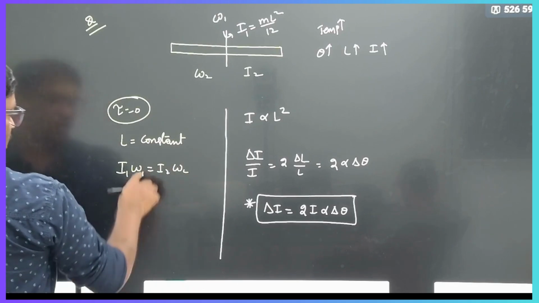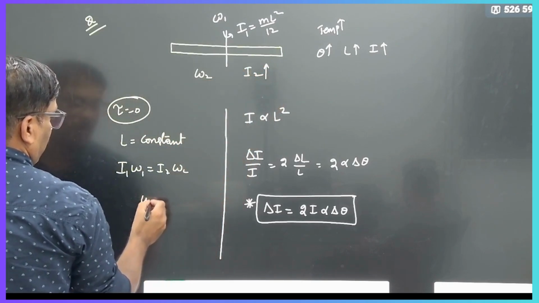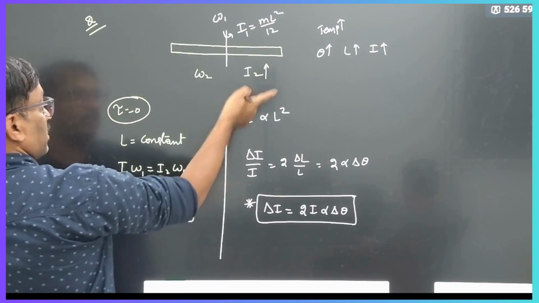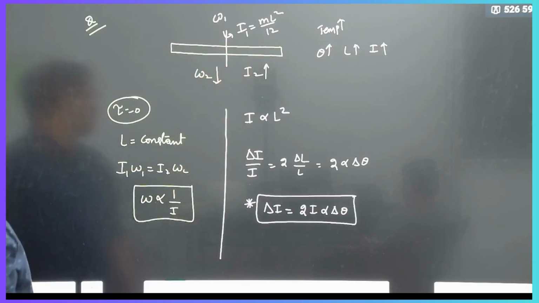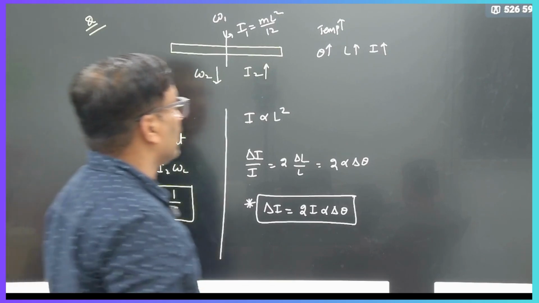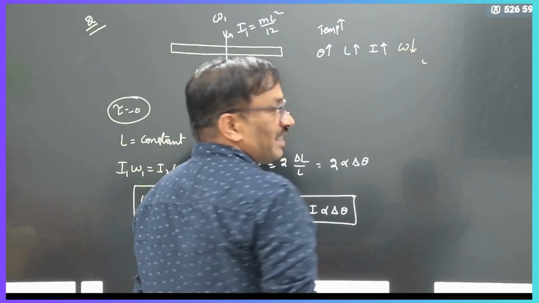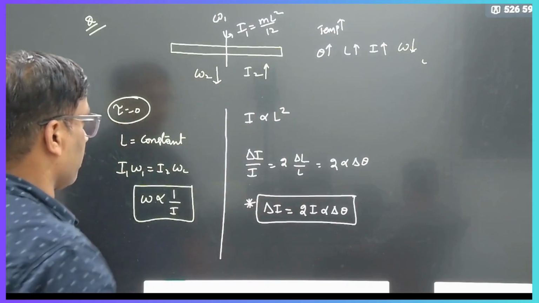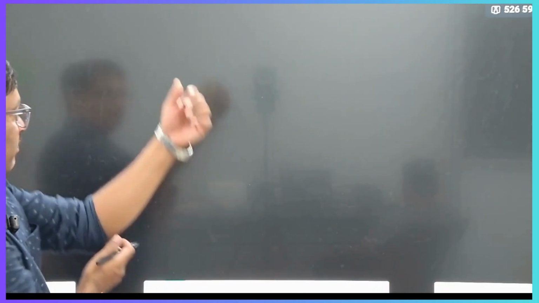Here moment of inertia is increased, so angular velocity, being inversely proportional to moment of inertia, will decrease. Clear? So when temperature increases, moment of inertia increases, but angular velocity decreases. This is a slightly important concept, you can remember it. Right? So next one.